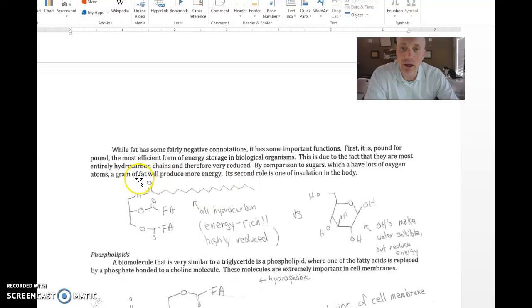Anyways, I just wanted to point out that in addition to being a very, very efficient form of energy storage, the second function is that fat also works as insulation for the body.